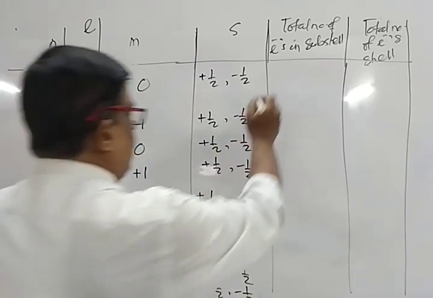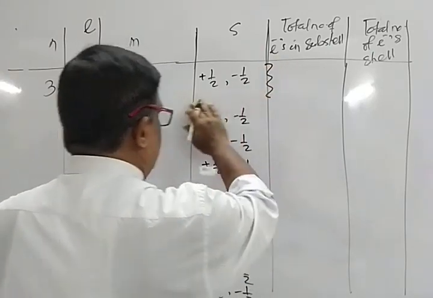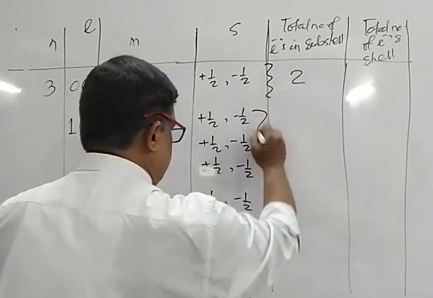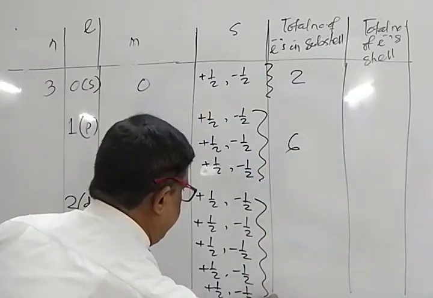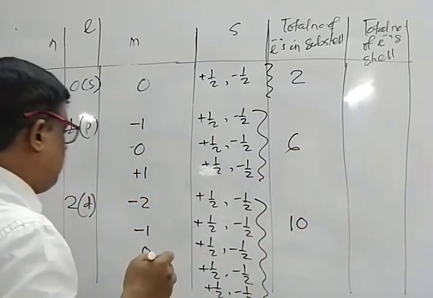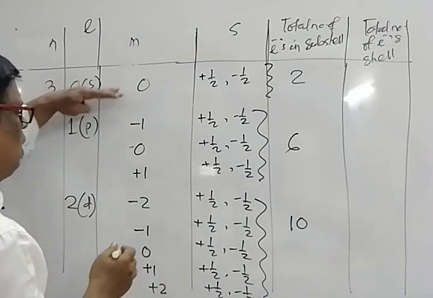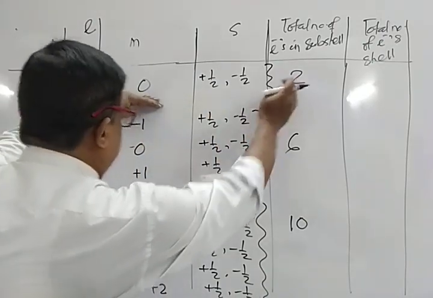Mark that. It is S. For the S subcell, maximum 2. For the P subcell, maximum 6. For the D subcell, maximum 10. Mark that. In the S subcell, one orbital is there, maximum 2.